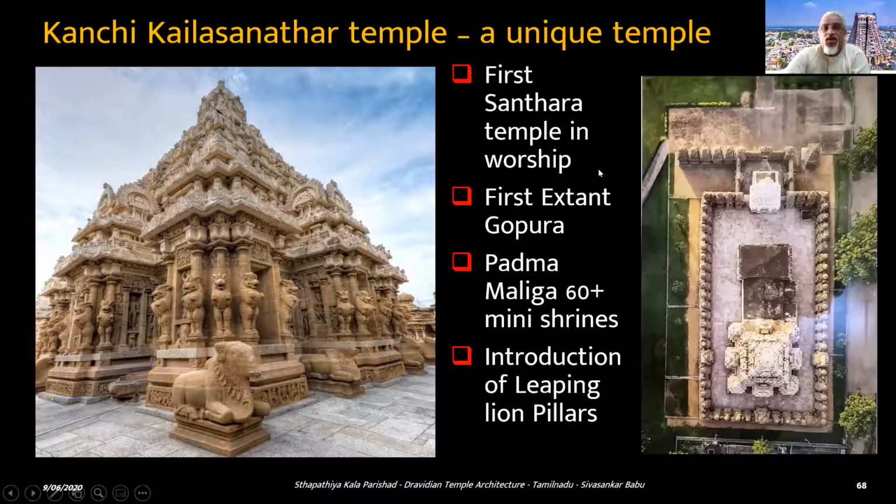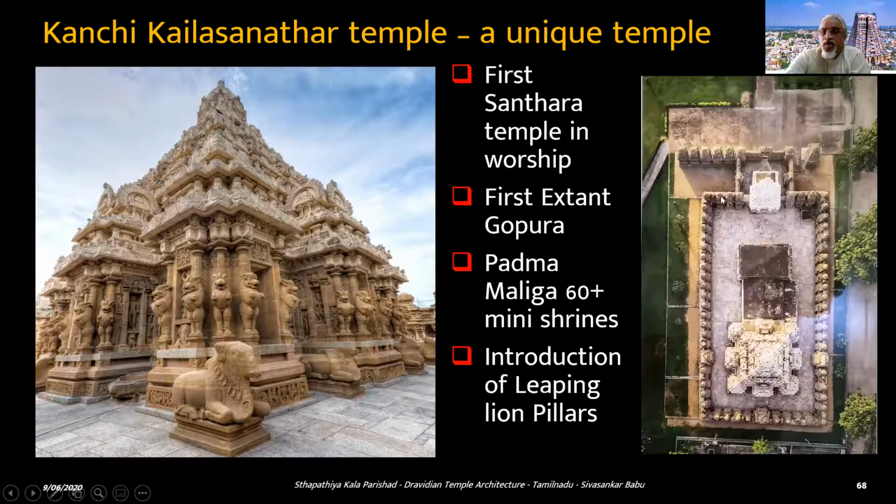The first Sandhara temple in worship, like the effort started with Dharmaraja Mandapa, but this is the first Sandhara one where you have a circumambulatory path around the Garbhagriha. And this is the first extant Gopura. See, the normal opening was opened up, and a small temple was built by Rajasimha's son, and then the rudimentary Gopura is here.